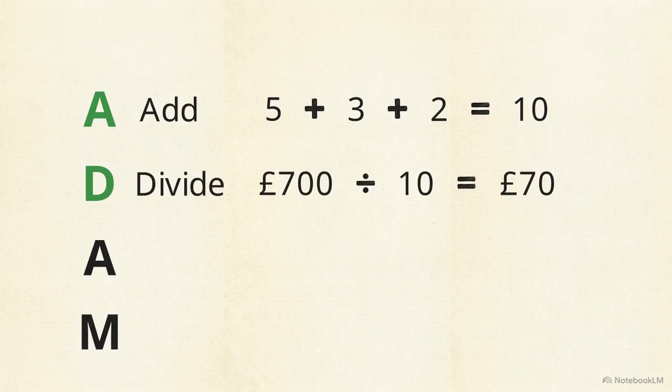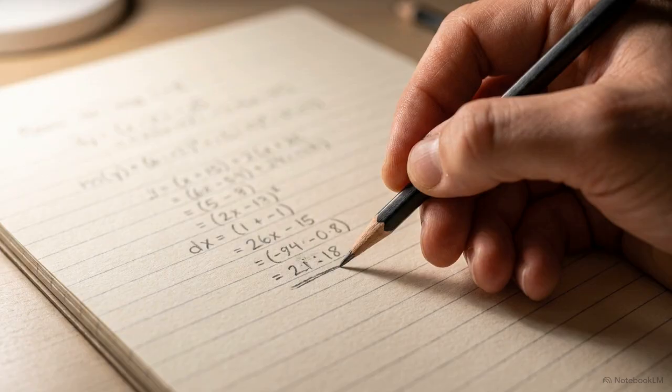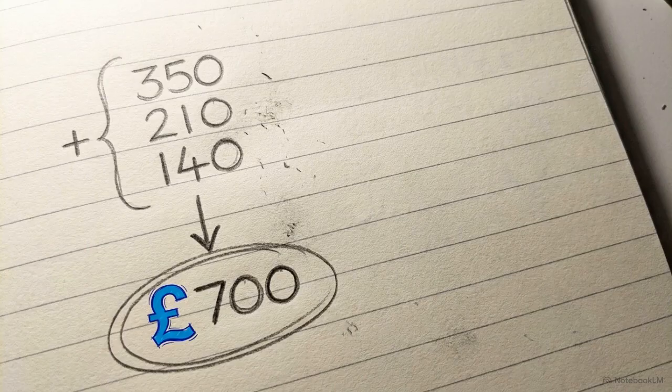Step 2, divide the total 700 pounds by those 10 parts. Each single part is worth 70 pounds. Step 3, multiply each original ratio number by that 70-pound value. On your paper, calculate 5 times 70 for 350 pounds, 3 times 70 for 210 pounds, and 2 times 70 for 140 pounds. You can verify your work by adding these answers together. If they don't equal the 700 pounds, there's a calculation error to fix.